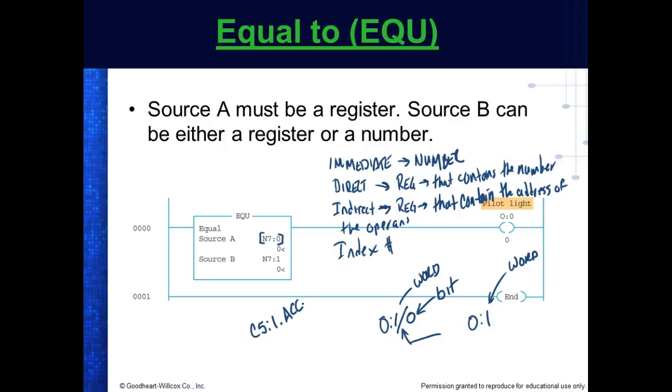So when I say N7 colon 0, we're specifying a 16-bit word, right? You understand? Here, this is specifying a 16-bit. If I want to specify a bit within that register, then we use the slash. Okay, with the counter right there, C5, colon, 1, that dot is supposed to be a dot. The dot means 16 bits. The accumulator is a 16-bit register.